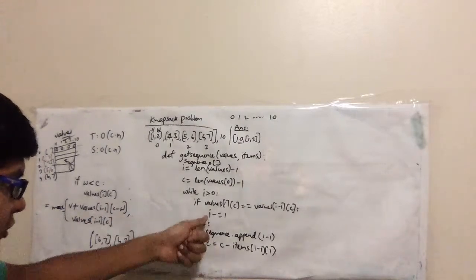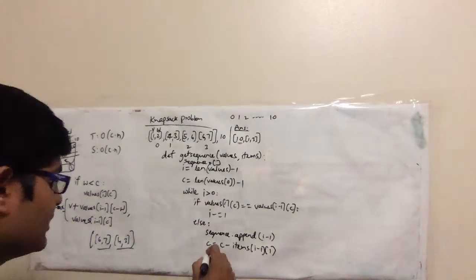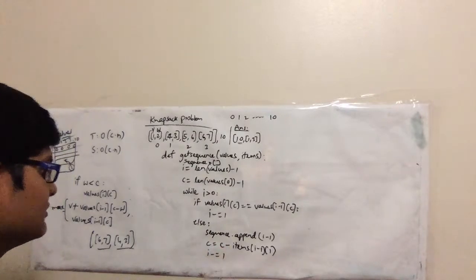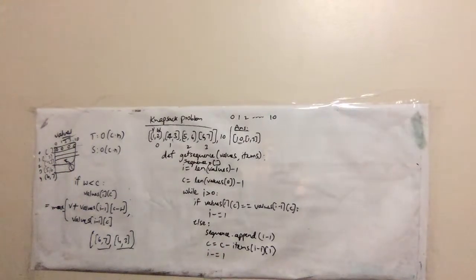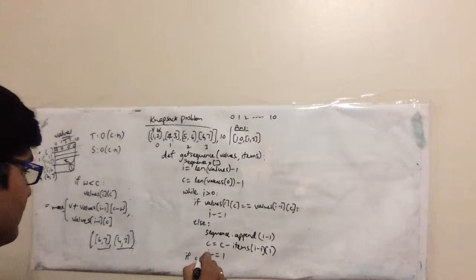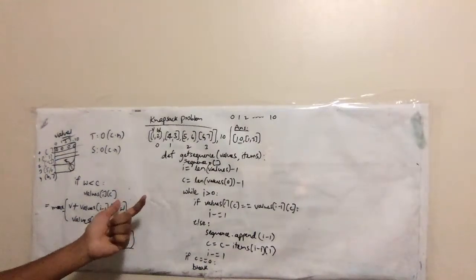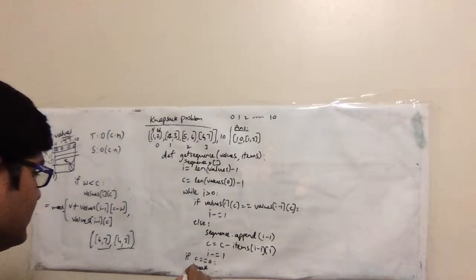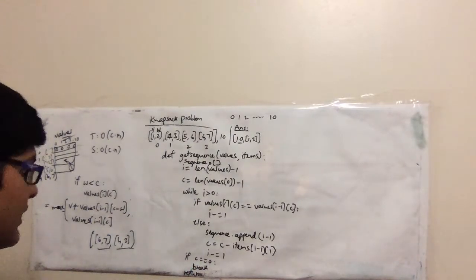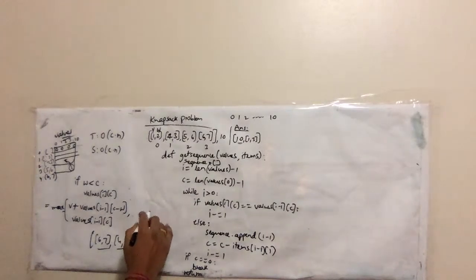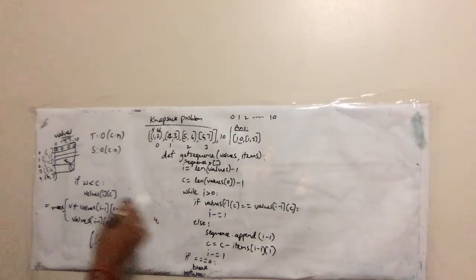And similarly, what we did, we need to go to the top rows. So just reduce this by 1. Okay, and if we reach c equal to 0 anywhere, we need not proceed. If c is equal to 0, just break it, and return the sequence.